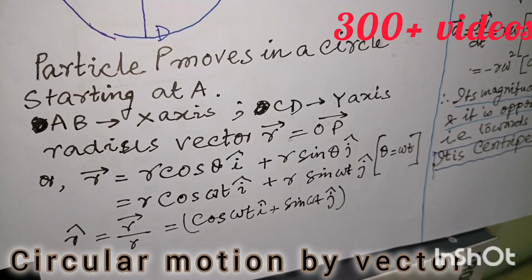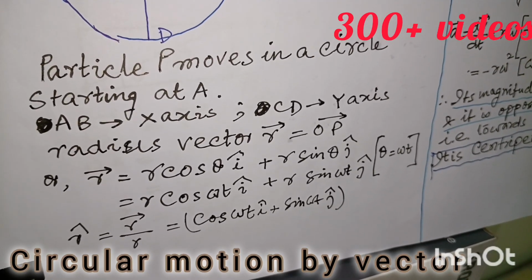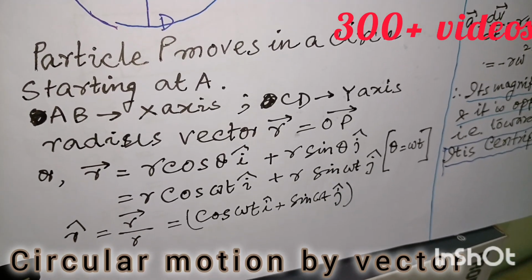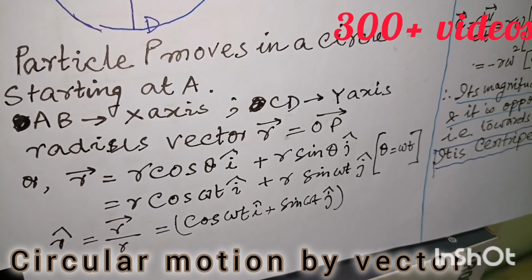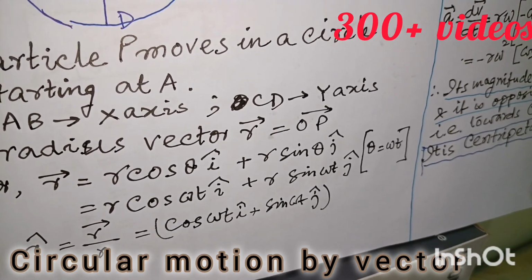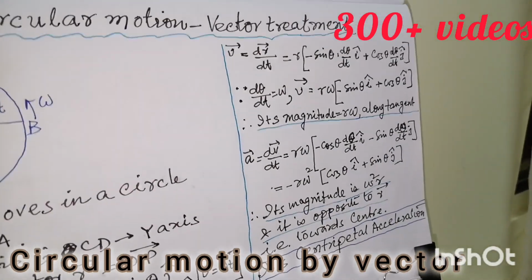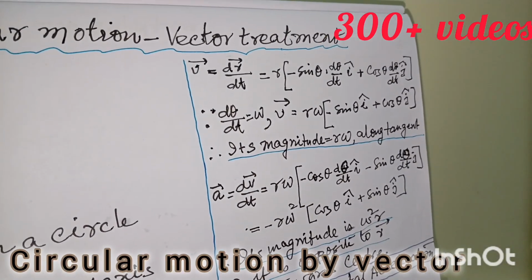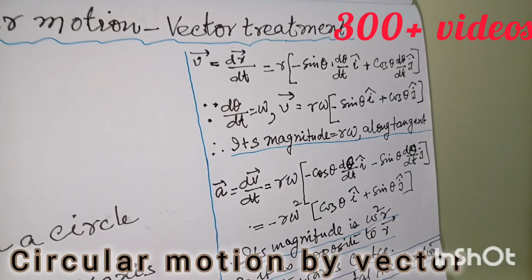And unit vector r cap becomes r vector divided by its magnitude r. That means unit vector r cap becomes cos omega t i cap plus sin omega t j cap. This is from the previous equation. Now, if we have to find velocity, velocity is nothing but the rate of change of the position, that means dr by dt.